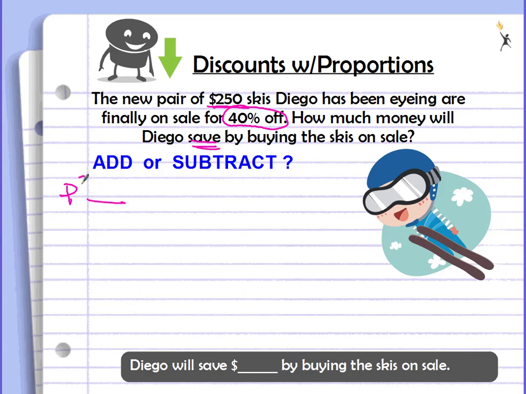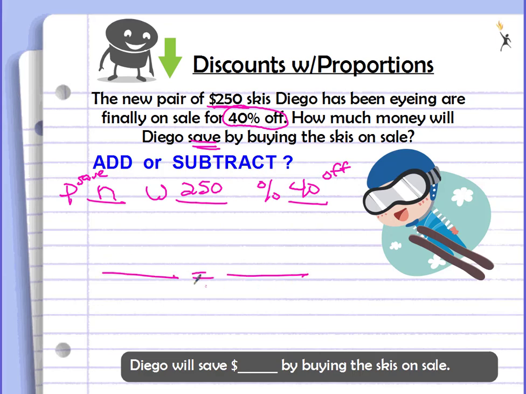So the part will be the savings, how much he's going to save. That's our unknown, that's the N. Our whole is the regular price of $250, and our percent is 40%. This is the off or the savings amount. So does the percent and the part match? Yeah, it's how much he's going to save. So we're ready to set up our proportion. Part to whole, so the N to 250 is going to be percent out of 100.